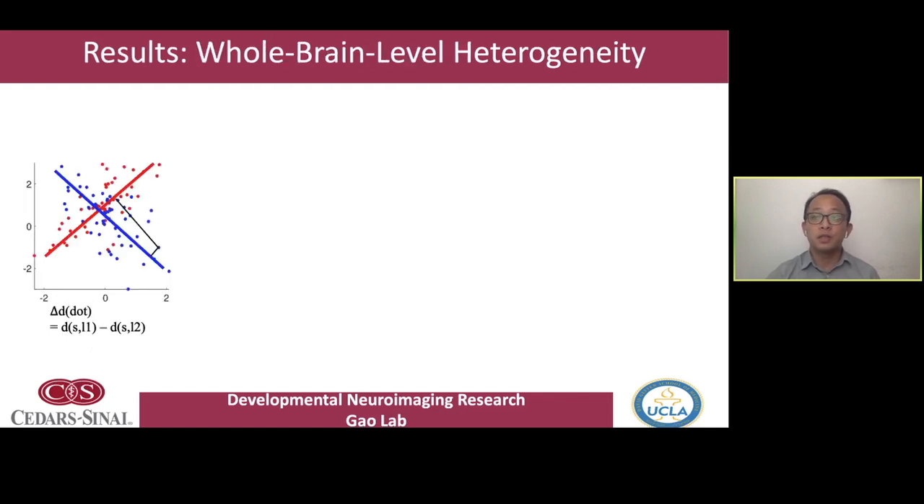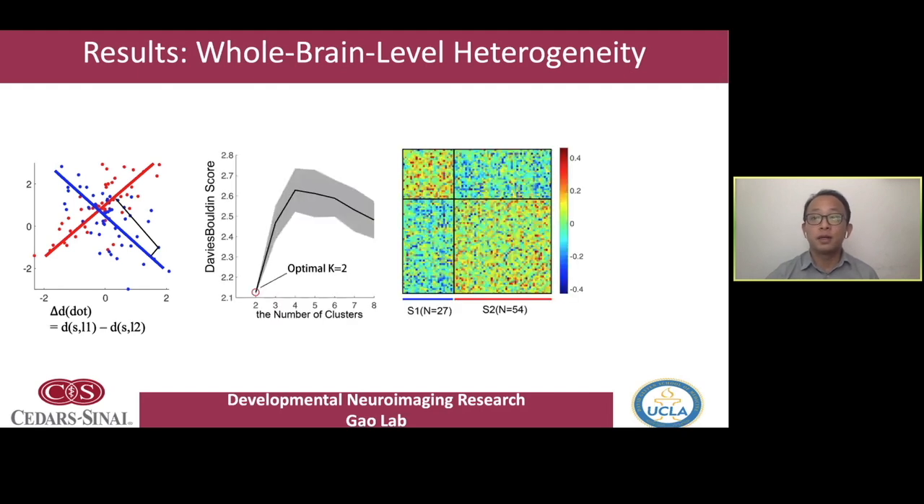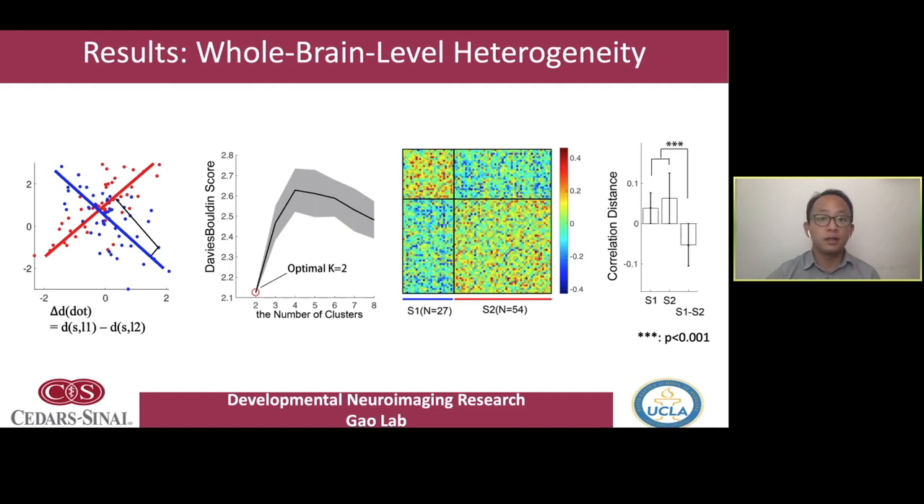Based on the connection level subgroups, the difference values of dotted line distance of each subject's data point to the 2 regression lines were calculated as the subject's level subgrouping profile vector and used for the whole brain level clustering. Based on the Davies-Bouldin criterion, the 81 subjects were clustered into 2 subgroups named S1 and S2 at the whole brain level. The results demonstrated significantly higher within subgroup similarity than between subgroup similarity in their connection level subgrouping profiles, which supports the existence of whole brain level subgroups.